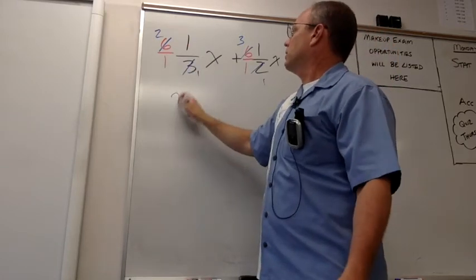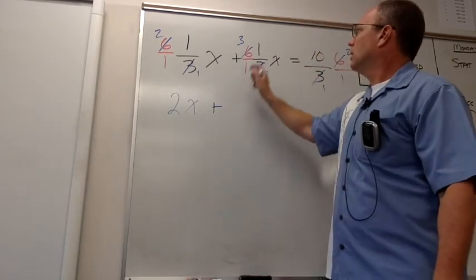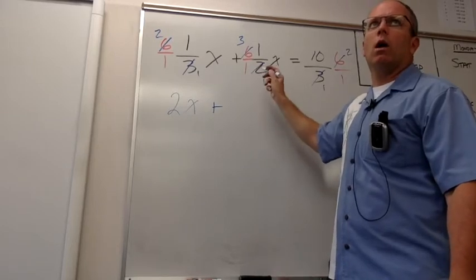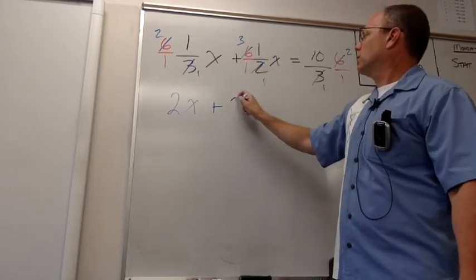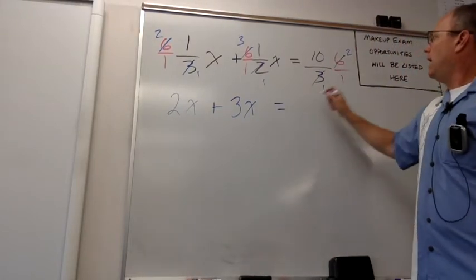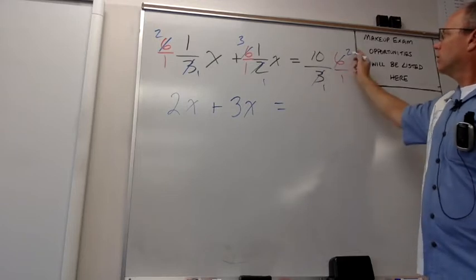2 times 1 is 2x. Plus, what do we have on the bottom here? 1 and a 1, so I don't even need the fraction. 3 times 1 is 3. And then, what is this one? 2 times 10 is?